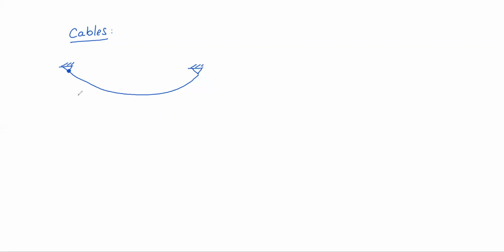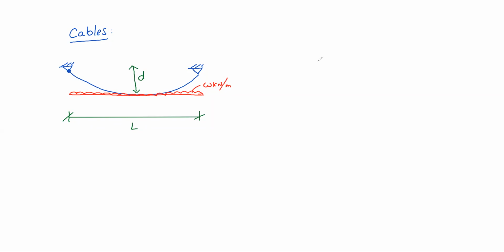So the load carrying, maybe you can assume it as a UDL, W kilonewton per meter. The span may be something L, something like this. Central dip D, central dip D. It can be like this for road suspension systems actually.